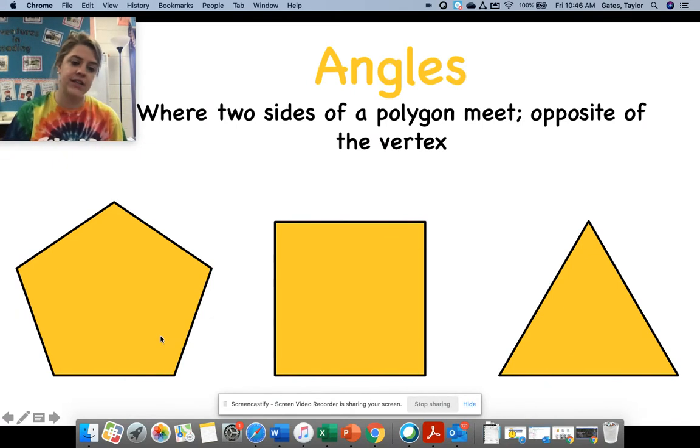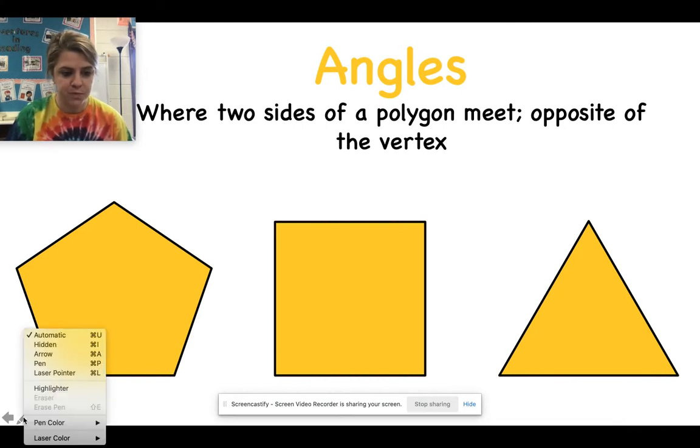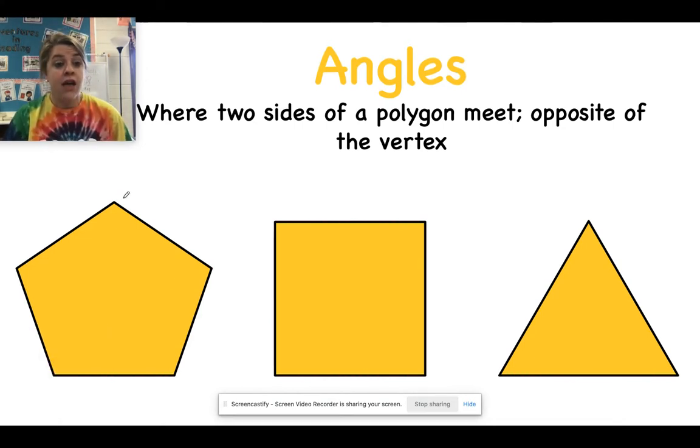So let's look right here at this shape, okay? Let me get my pencil. All right, so this is our first vertex right here, right? That's a vertex. The pointy part is what we like to call it, okay? The angle is the part that's on the other side. So the pointy part is here. The angle is right here. It's that side, right? Okay, so what we're going to practice today is circling the angles.